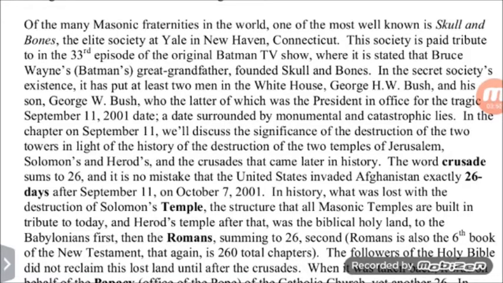In history, what was lost with the destruction of Solomon's Temple, the structure that all Masonic temples are built in tribute to today, and Herod's Temple after that, was the biblical Holy Land to the Babylonians first, then the Romans, summing to 26. Second Romans is also the 6th book of the New Testament. That again is 260 total chapters.